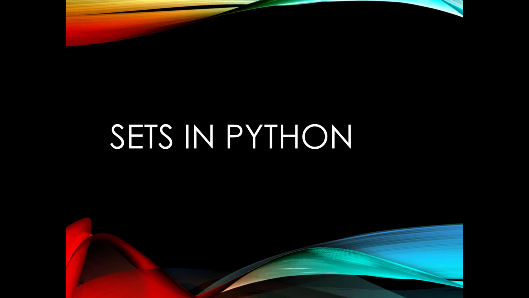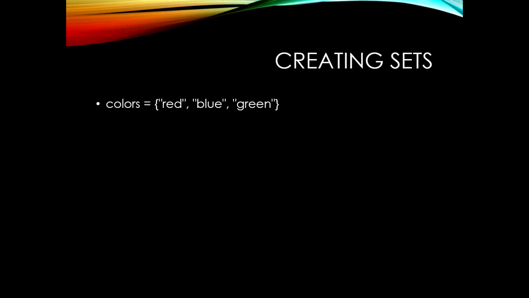Sets in Python. Sets are unordered collections that store only unique items. How can we create sets? We can create sets just like lists but using curly braces. Okay? For lists we use square brackets and for sets we use curly braces. So let's create a set.